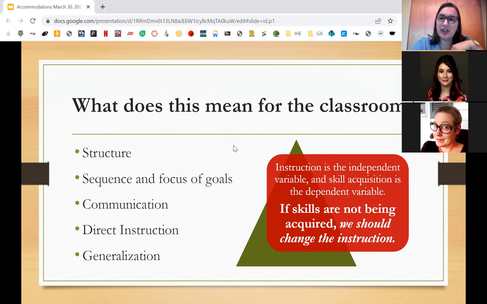We also want to teach to generalization. Just because someone can do a skill in one setting doesn't mean that they can do it in another setting without support. So for example, when I work with students on asking for their testing accommodations or reminding teachers about their testing accommodations, we usually practice that in a smaller setting. We practice, oh, what would you say? "I need to take my test at the testing center. Can I go to the testing center?" Or, here's the email that we're going to practice sending to your professors at the beginning of the semester.